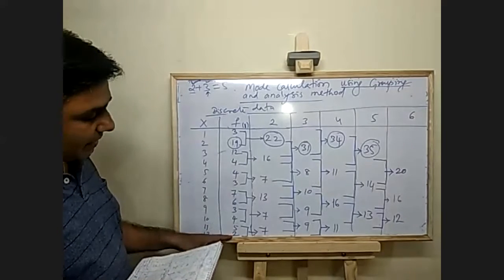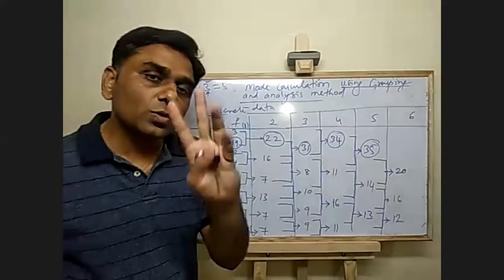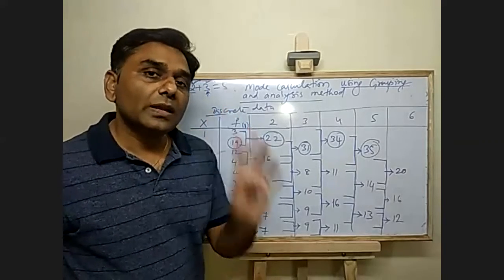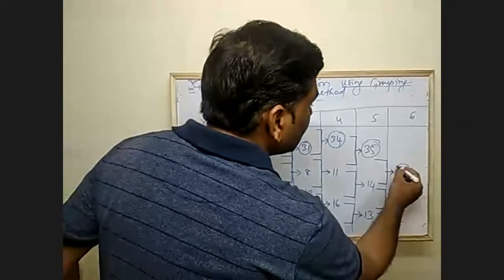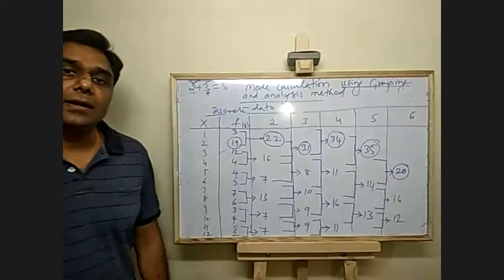Which is the last number remaining? 2 is remaining. There are no other two numbers to add with 2. So we leave it as it is. And which is the highest frequency here? 20. Okay.